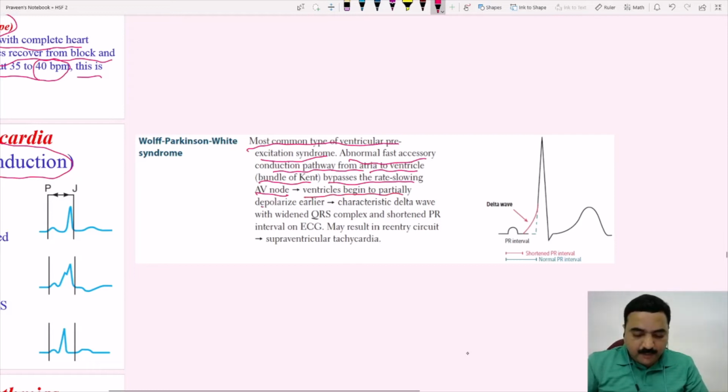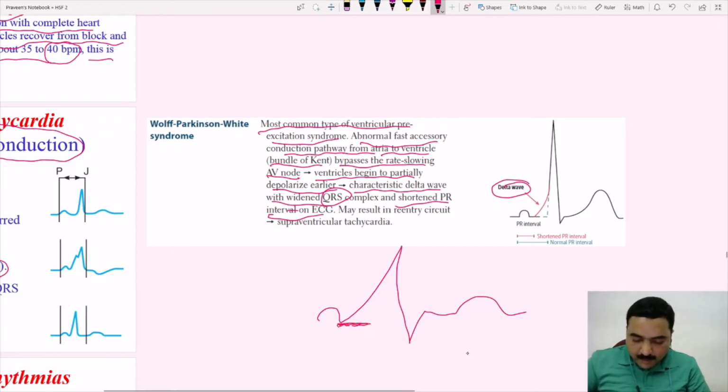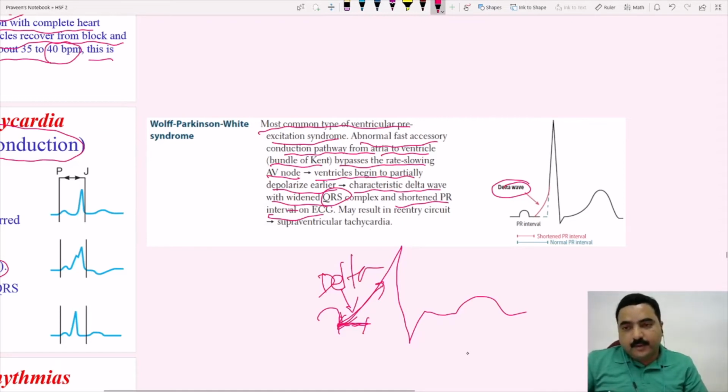So the ventricle begins to partially depolarize earlier. A characteristic delta wave with a widened QRS complex and shortening of the PR interval, or an absent PR interval, will be seen in the ECG. This pattern that you see over here is referred to as the delta wave. Because there is no delay, and the delay is shown by the PR interval, immediately after the P wave you get the QRS complex like this. Instead of having the PR segment over here, it is immediately going into the QRS complex. So this part of the wave is referred to as the delta wave.